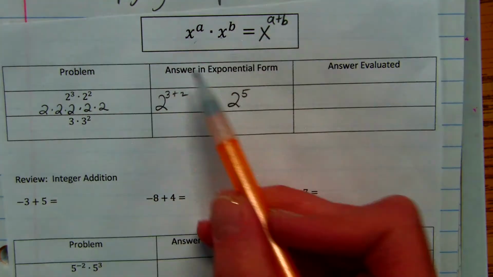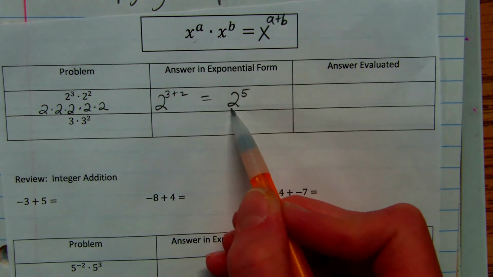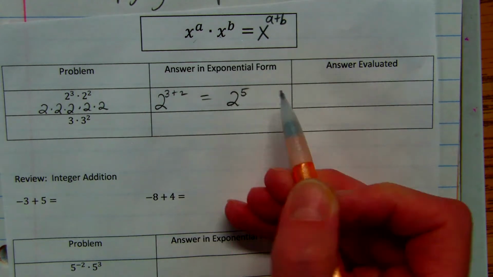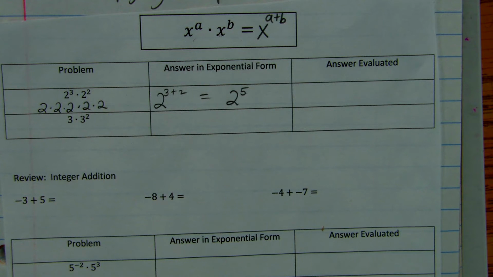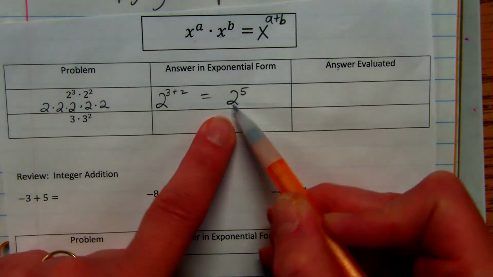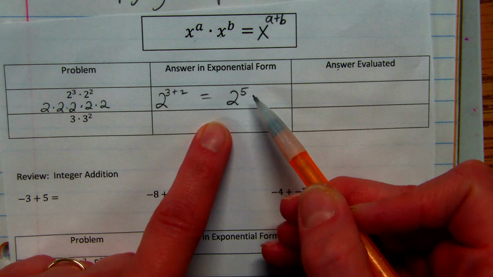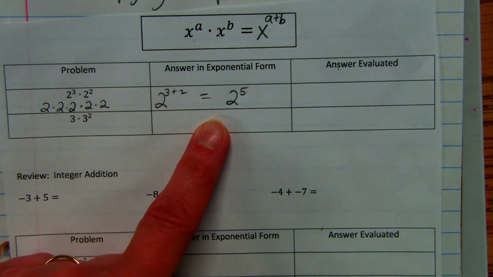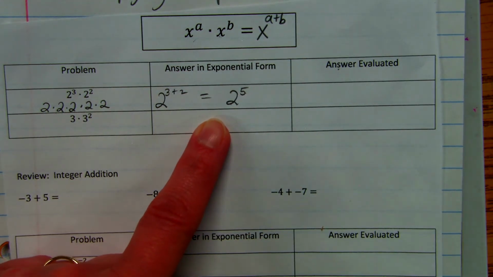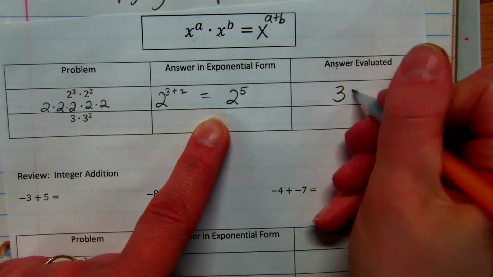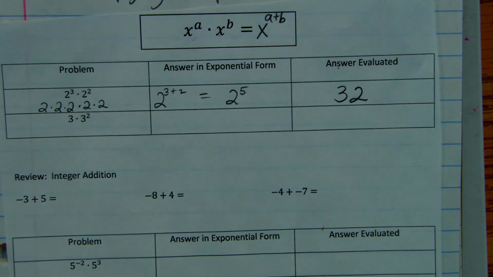So when we ask you to write it in exponential form, you're just adding the exponents and writing it as 2 to the 5th. If they ask you to evaluate, that means they want the answer. So evaluated means I'm actually going to multiply all those 2's. 2 times 2 is 4, times 2 is 8, times 2 is 16, times 2 would be 32, and that would be the actual answer evaluated.